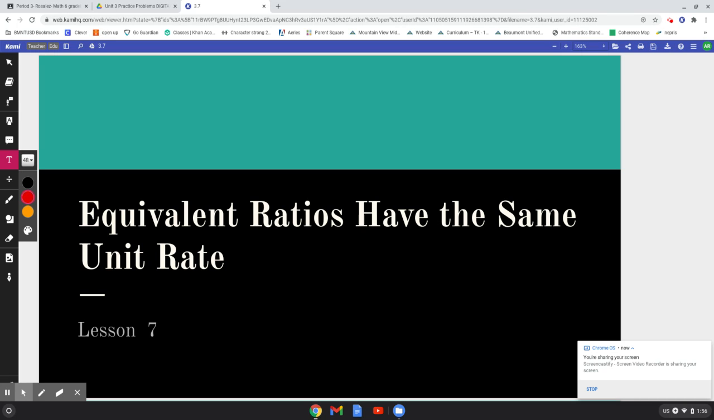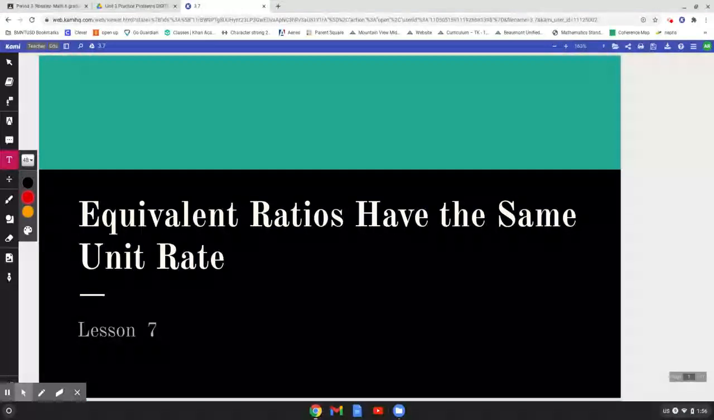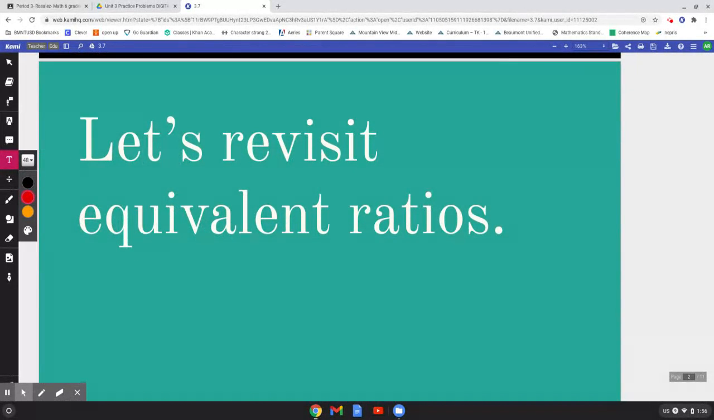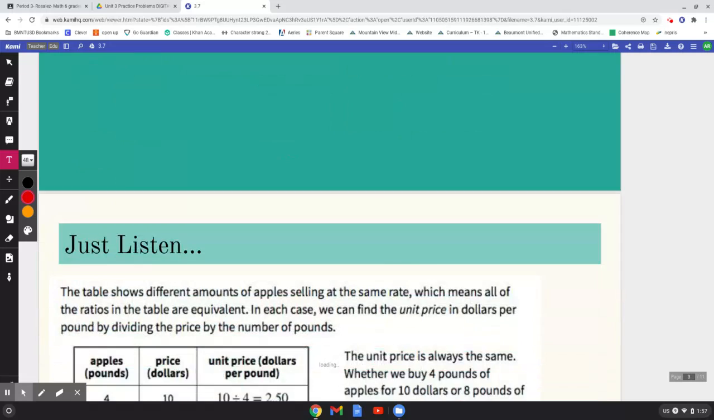Okay, today we're doing equivalent ratios and how they have the same unit rate. This is pretty much a review of everything that we've done for lessons 1 through 6. We're on lesson 7, so we'll be revisiting equivalent ratios.